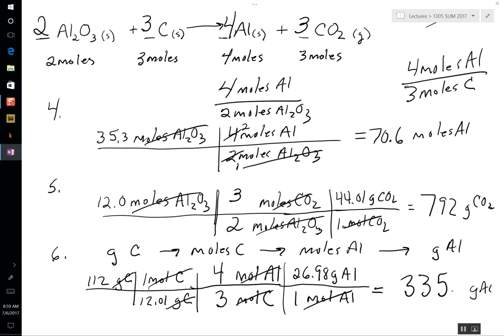So this is your theoretical. Theoretically, what's the best you could do? This would be ideal conditions. You could get 335 grams. So that's what we're talking about there. So 6 is, typically you use this when you're talking about, I've got this much reactant, how much product could I make? That can I make? Right? And we'll talk about actual yield.